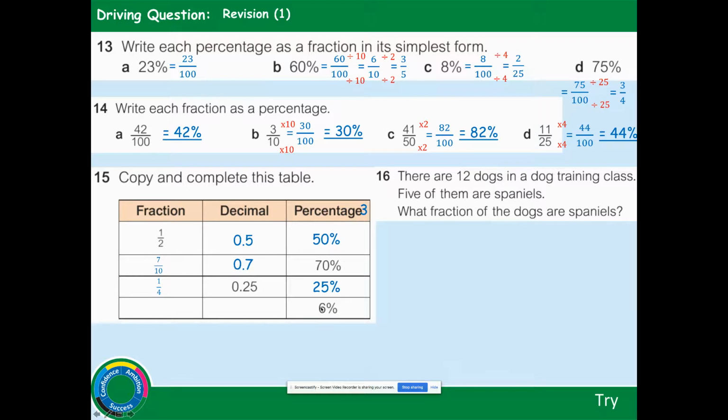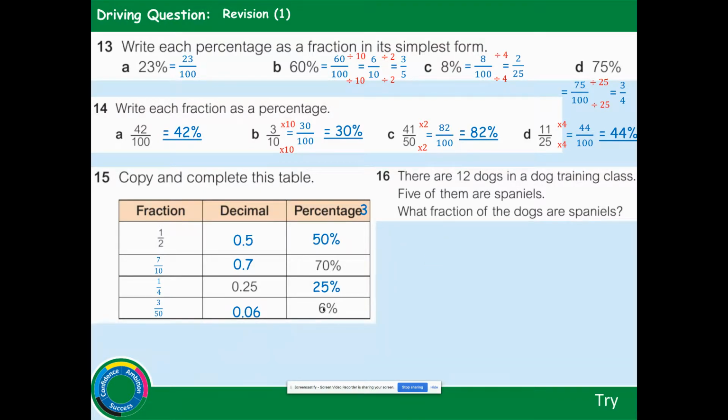So 6%. This is 6 out of 100, if you remember. So it's going to be 6 hundredths. So it's going to be 0.06. That's 6 over 100, which would simplify to be 3 over 50. I should have put the 6 over 100 there, shouldn't I?